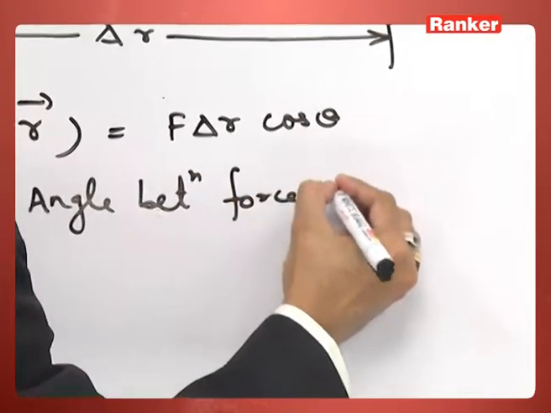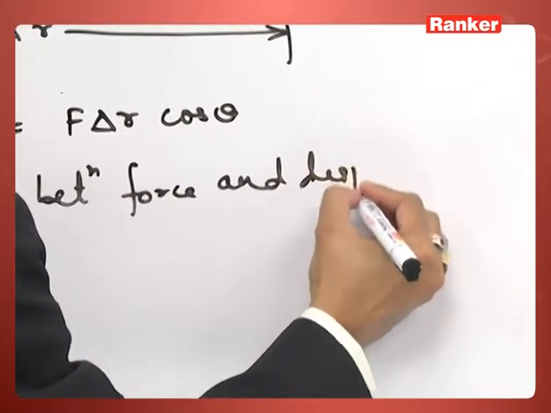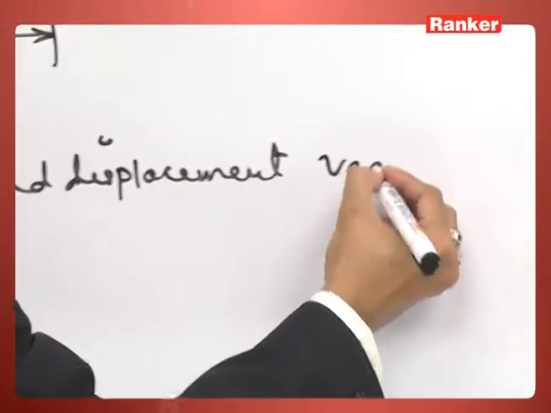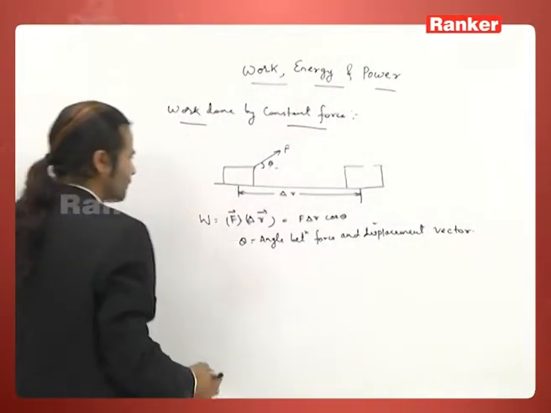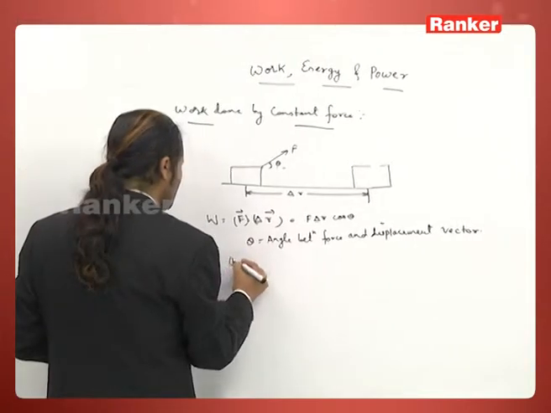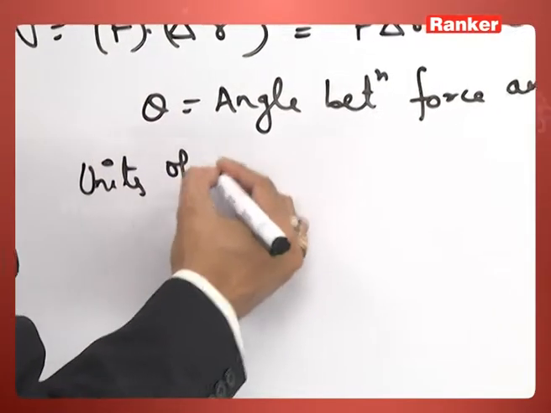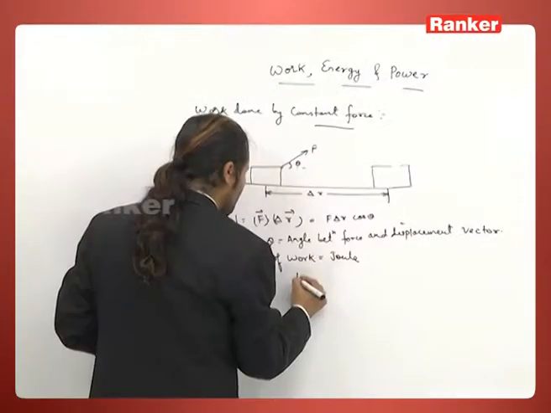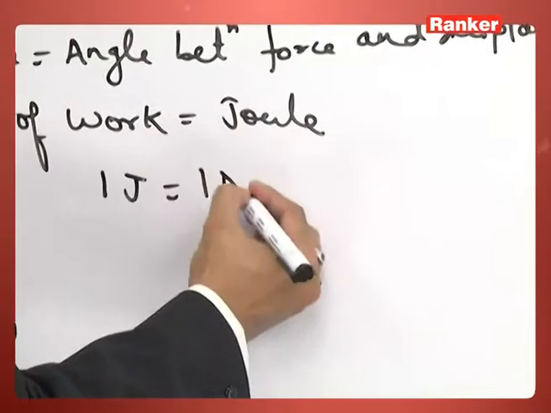force and displacement vector. Units of work is joule. So 1 joule is equal to 1 Newton meter.